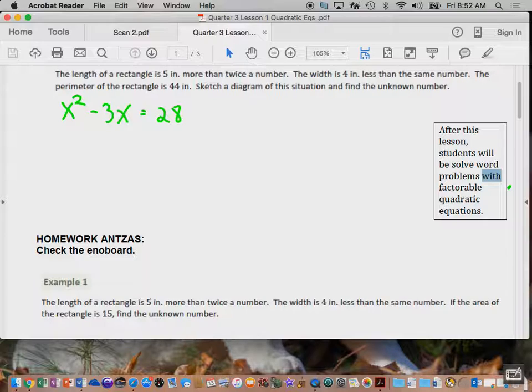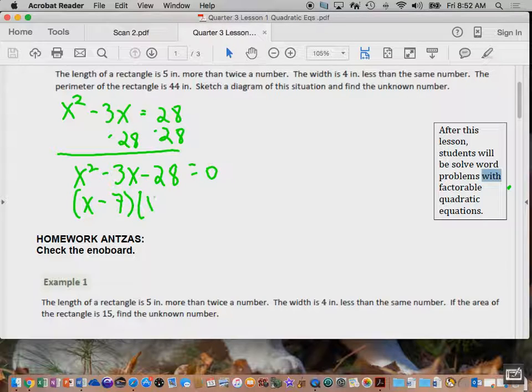Okay, so we talked about quadratic equations the last couple days, and one of the big findings was that with our strategy, we want to get it all on one side. So my first step is to subtract 28. And then I get x squared minus 3x minus 28 equals 0. Then I factor. x minus 7 times x plus 4 equals 0.